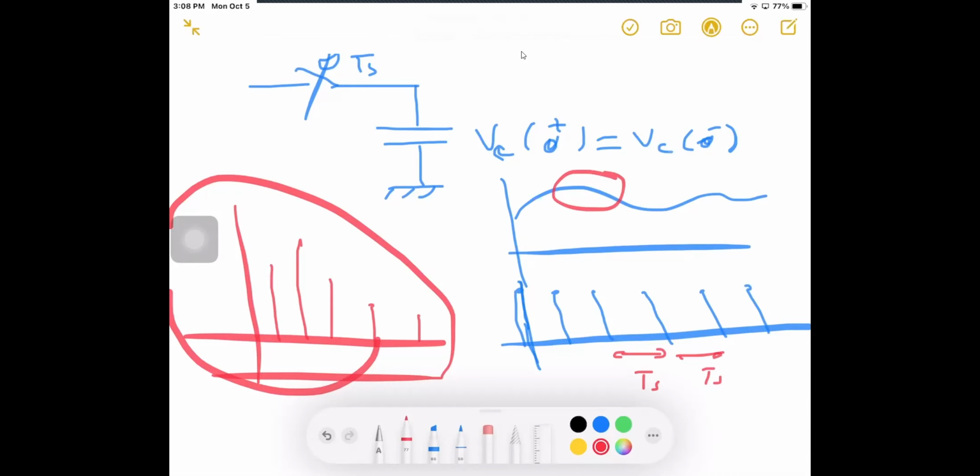Now, what will happen in the next step? The value of each sample will be stored where? In this capacitor. And the capacitor will hold or store the value of each sample during the what? During the conversion process.